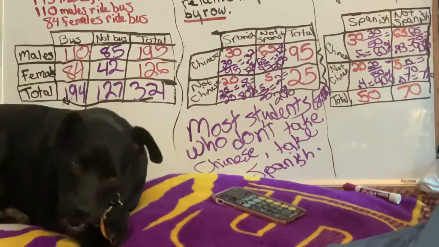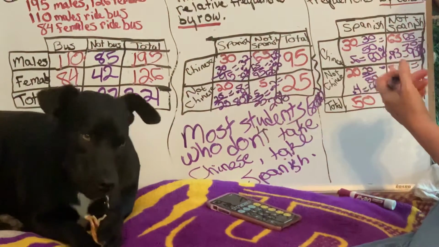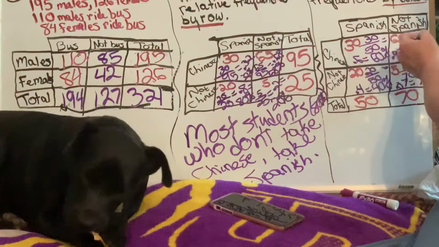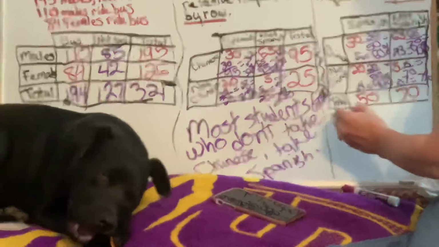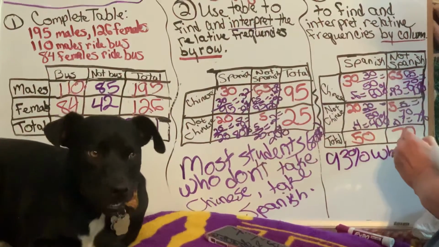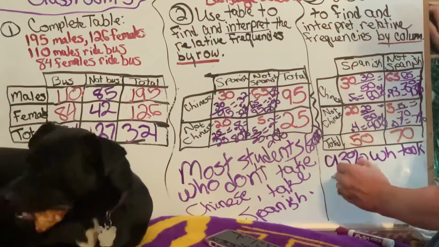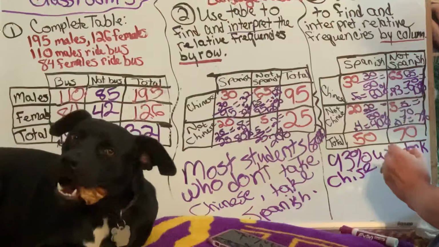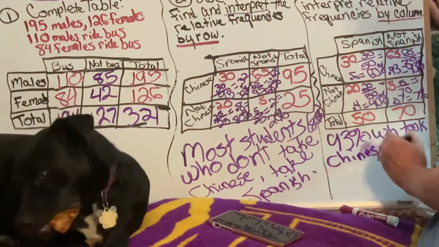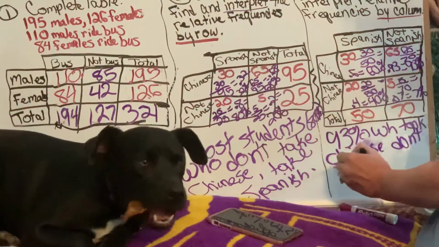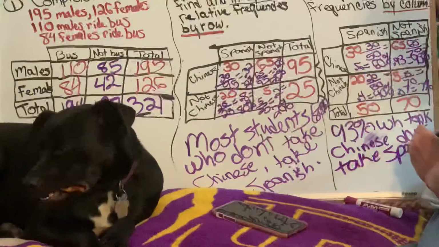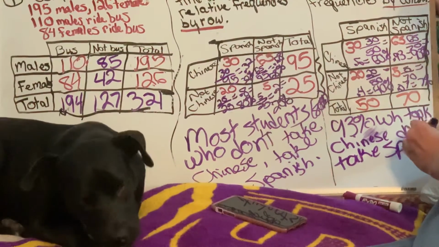And something we can decide here is that, let's pick this one again, 93% who took Spanish, or who took Chinese, whoops, you saw my mistakes on the board, don't take Spanish. Okay, and that's just something you notice.